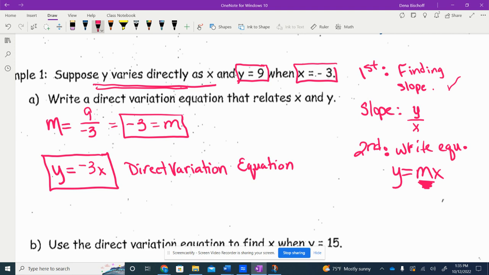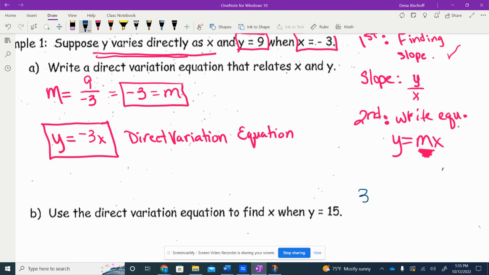So we used the x and the y that was given to us to find the slope. And then we turned that into an equation. So first we found slope by putting y over x, and then we wrote an equation. Okay? Now that's the easy part.